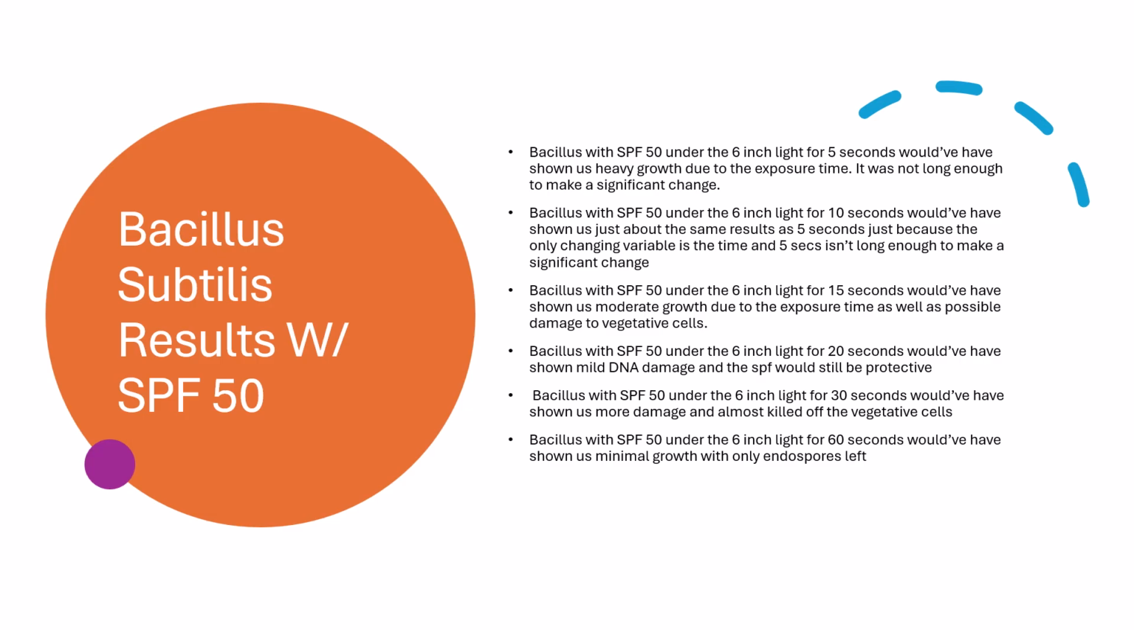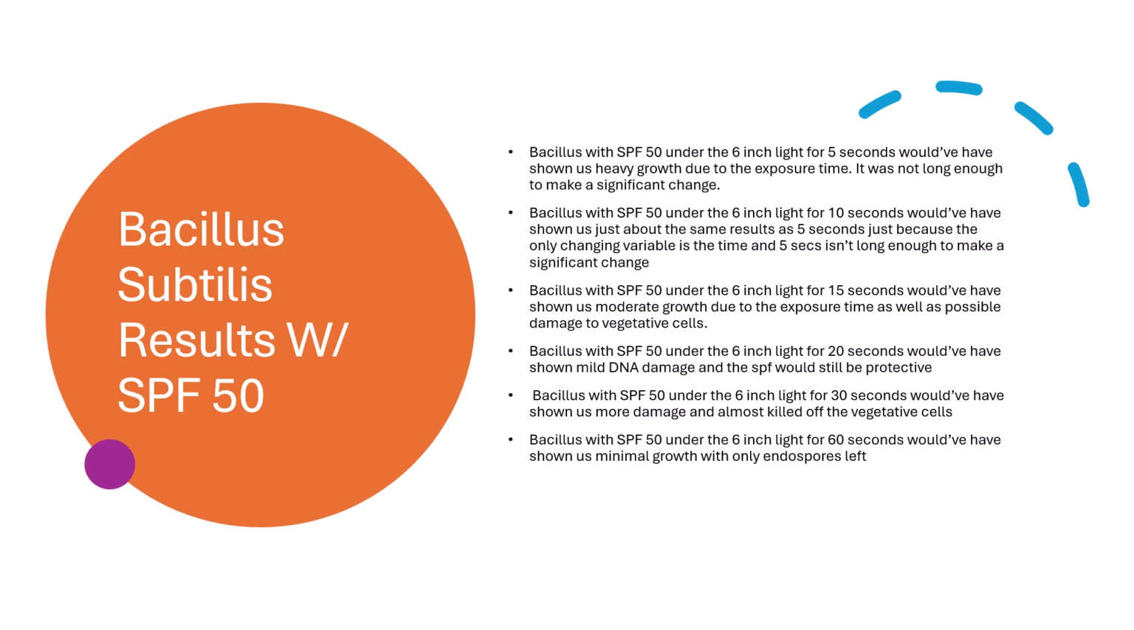but very, very minimal. And then Bacillus with SPF 50 under the 6-inch light for 20 seconds would have shown mild, maybe moderate, DNA damage to the bacteria, but the SPF would still be protective. And then we bumped it on up for 30 seconds. So Bacillus with SPF 50 under the 6-inch light for 30 seconds would have shown us more damage, and at this point, almost all vegetative cells would have been killed off.